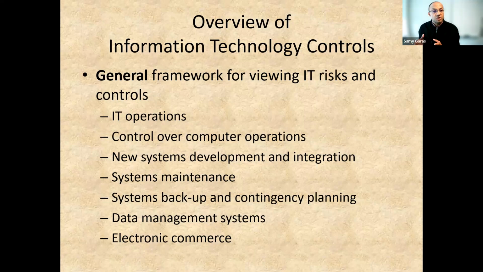And then we ensure that a regular backup is happening on the system, and that there is a contingency plan in case the system collapses or gets damaged. So here we check if these controls exist inside the IT department. And then we check the data management system and whether there is any e-commerce going on. So this tells us the general control has nothing to do with the data. It's mainly related to the system, the hardware, and the department.